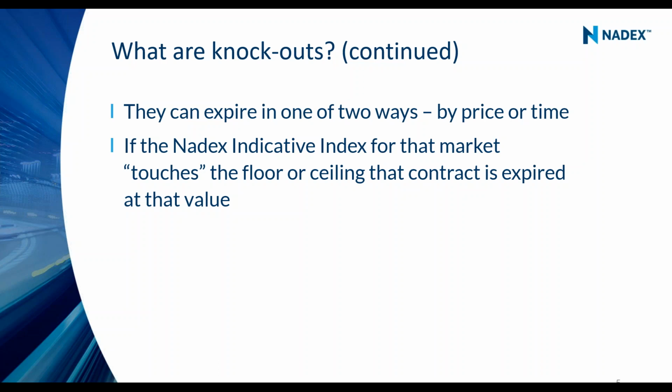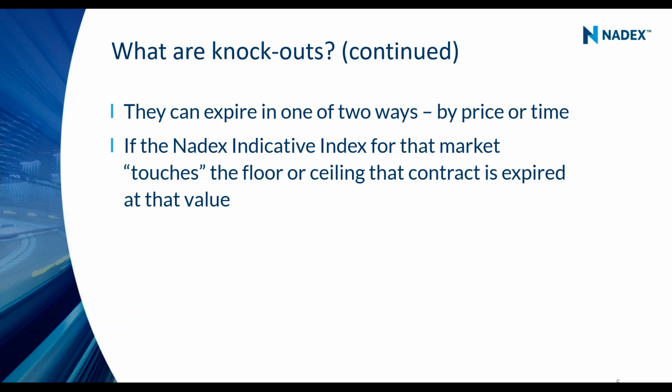First, it can settle by price. I'm sorry, I had a lapse there. It can settle by price. And what that means is we've got a floor and a ceiling on this contract. If the price of the underlying touches either the floor or the ceiling, you would get knocked out of the contract. We would settle the contract at that price. All right, so that's one way it would end.